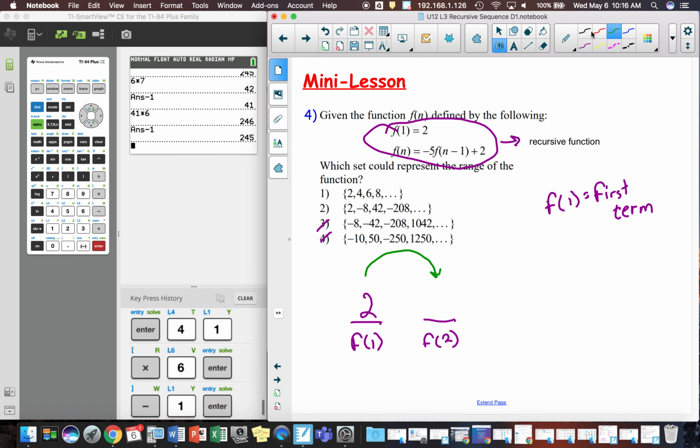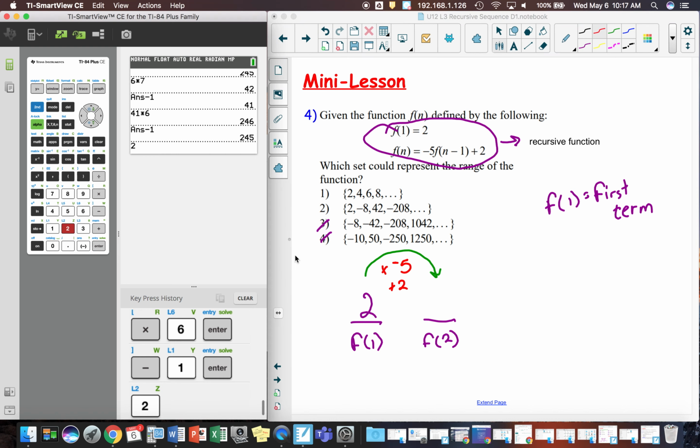So in order to move over, remember, when we're doing the rule, we're always using order of operations. So multiplication and division comes before addition and subtraction. So our rule says, take the previous term, multiply it by negative 5, see that there's a multiplication here, and then add 2. So the first thing we're going to do is multiply by negative 5, and then we're going to add 2. So I take my previous term, 2. I multiply by negative 5, and then I add 2, plus 2.